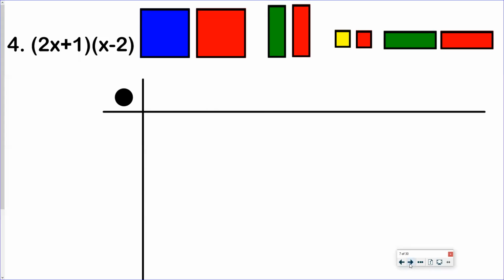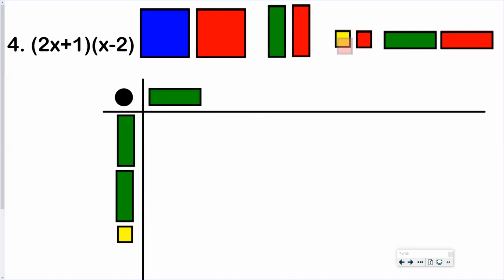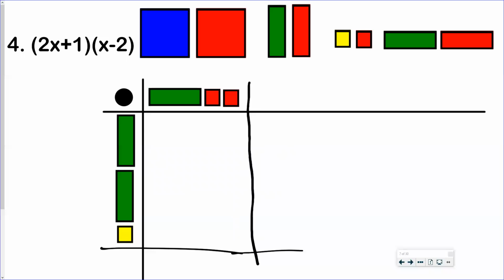All right, why don't you pause the video and try this one? All right, I'm going to start pulling my tiles. I would have 2x on the left. I would have plus 1 on the right, on the bottom still, and then x minus 2 on top. Make my box. Hopefully you guys can make straighter lines than what I can.